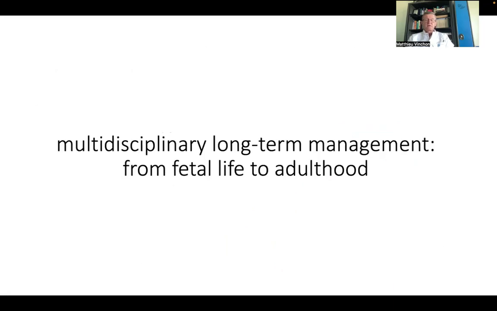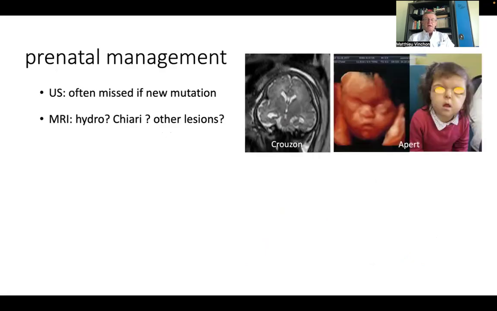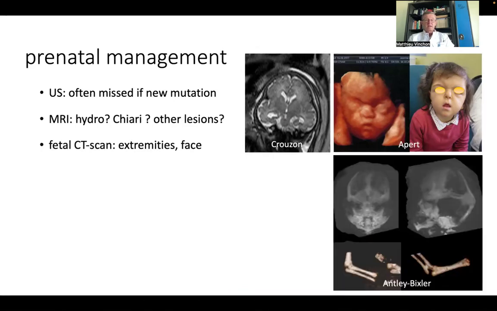So once we have made the diagnosis, we know that we have to propose a multidisciplinary long-term management. And in the prenatal diagnosis, sometimes the diagnosis may be missed if there are no indications of a familial disease by ultrasound. When we do the diagnosis, we do an MRI to look for hydrocephalus, Chiari, and other lesions. The fetal CT scan can be very interesting, especially to study the extremities and the face, because here we had a synostosis, a radioulnar synostosis, which was indicative of Antley-Bixler syndrome.